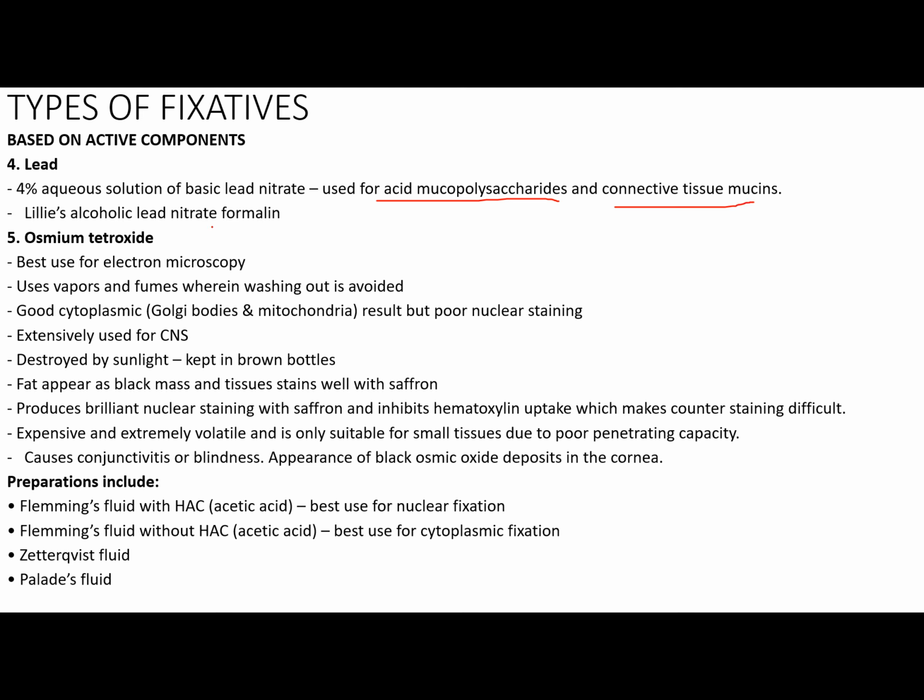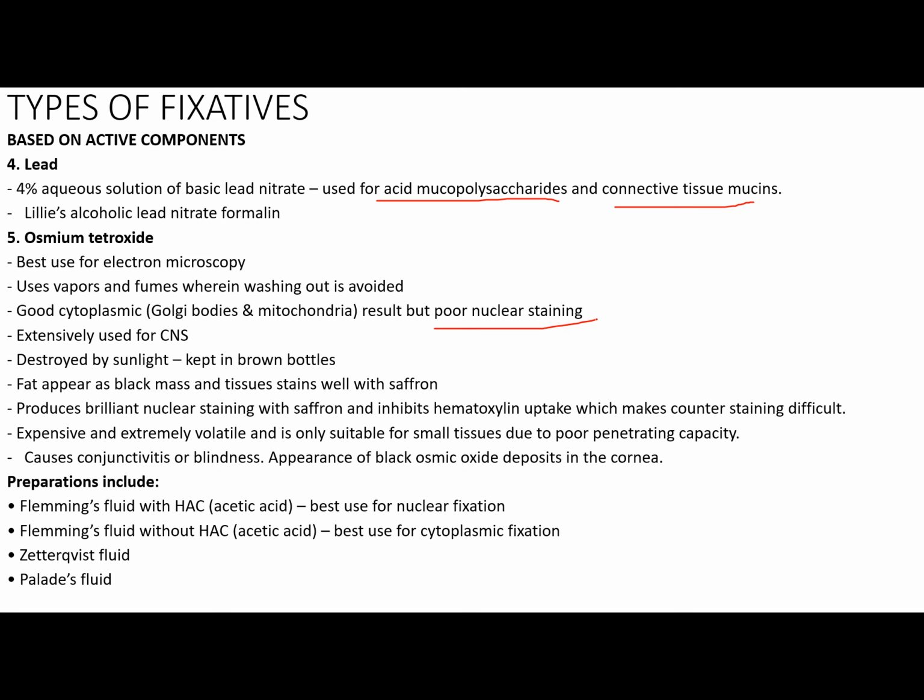Lillie's alcoholic lead nitrate formalin is an example. Then we have your osmium tetroxide class. The osmium tetroxide is best used for electron microscopy. Uses vapors and fumes wherein washing out is avoided. It is a good cytoplasmic fixative, maintains Golgi bodies and mitochondria, but it produces poor nuclear staining. Extensively used for CNS, destroyed by sunlight, kept in brown bottles.